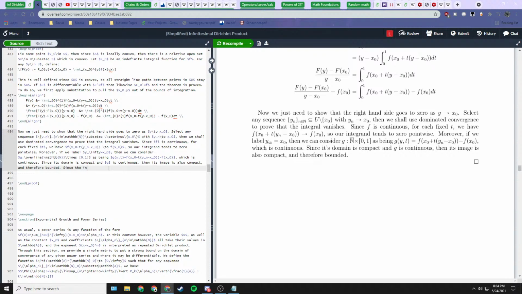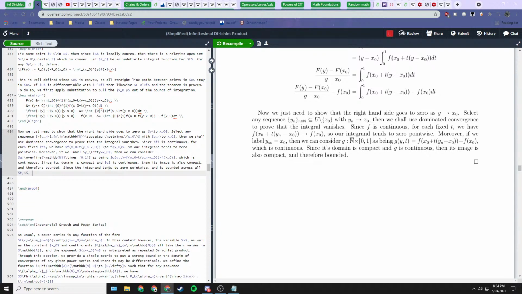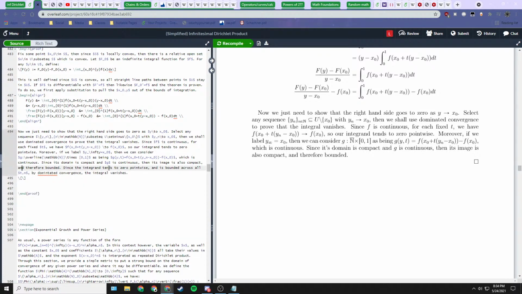So, since the integrand tends to 0 pointwise and is bounded across all t and n, by dominated convergence, the integral vanishes. And then we can just state the conclusion.